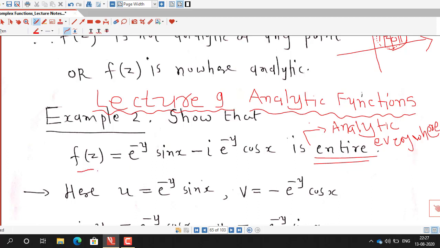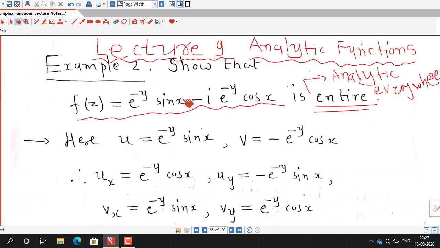So here we have to show that this function is entire. That means we have to show that this function is analytic at every point in the complex plane. So this function is already in this form u plus iv. If you compare this right hand side with u plus iv, suppose this is equal to u plus iv. Say this is u plus iv, then u is e raised to minus y into sin x and v is e raised to minus y into cos x.